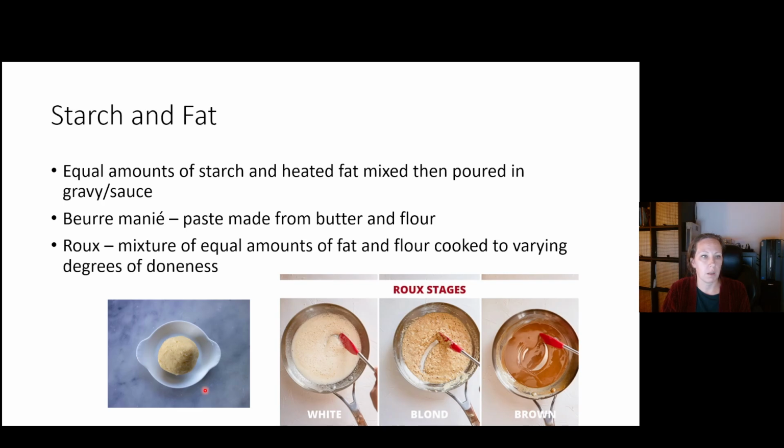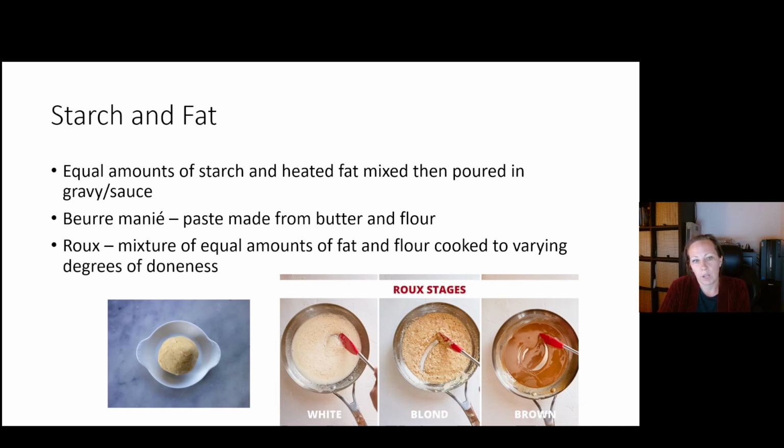Another common method of doing this starch and fat mixture is a roux. With that, you mix equal amounts of whatever fat or oil you're going to use, and flour, and you're actually cooking it as you're mixing it. And you can do that to varying degrees of doneness. How dark you make that roux determines flavor.